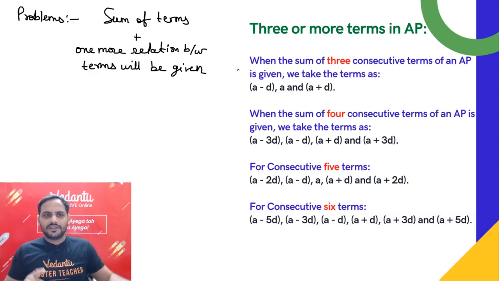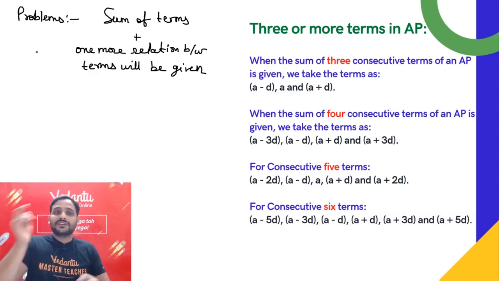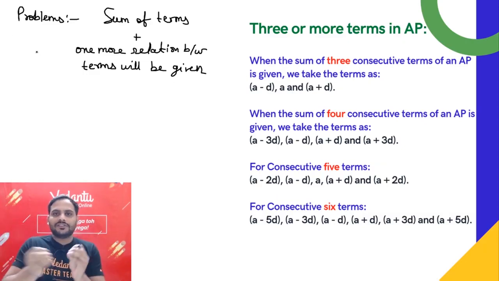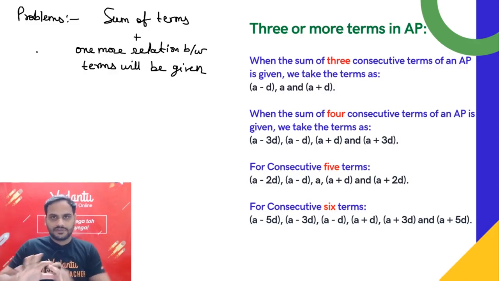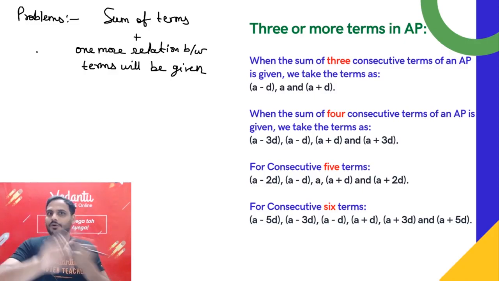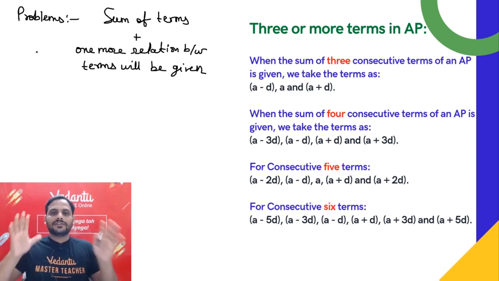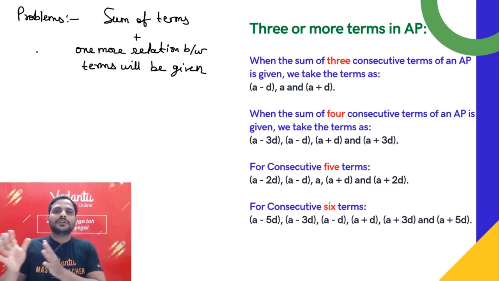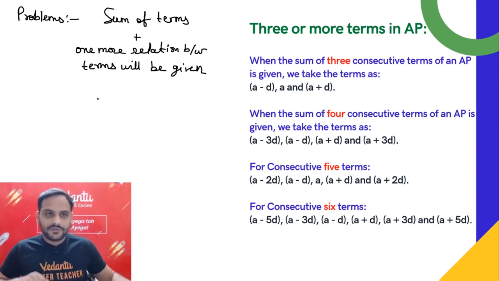When this is the case, we will not know the first term and the common difference. They'll only say the terms are in an arithmetic progression. We don't know what the first term is, we don't know what the common difference is. In that case, how are you going to assume the terms? It is very important, beta.